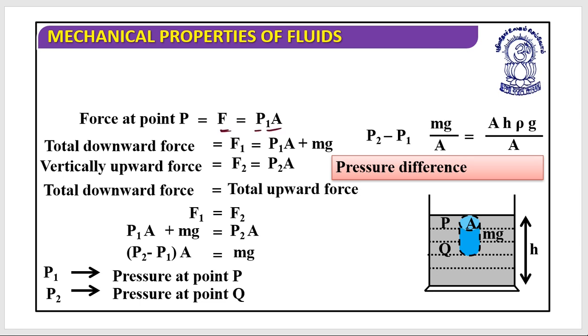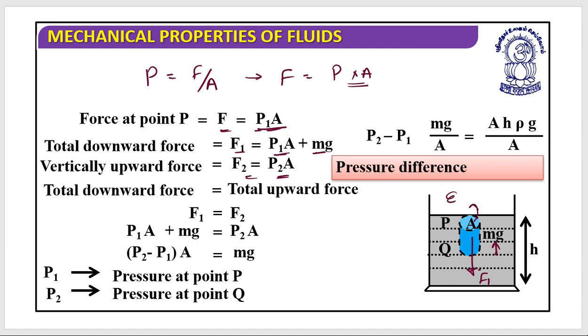Because pressure equals force by area, force equals pressure into area. So the force at point P can be written as F is equal to P1 into A. That means the total downward force is P1 into A plus mg, and the vertically upward force is F2, equal to P2 into A. I hope this is clear.